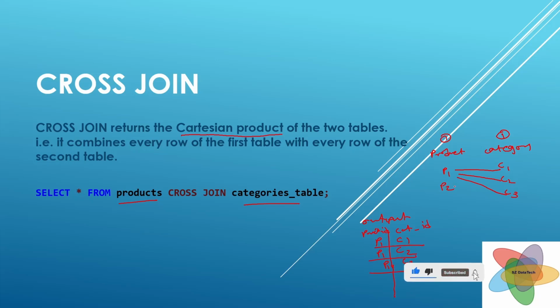Okay. Again, similarly, P2 will also do a similar combination with C1, C2, and C3. So we will get P2, P2, P2, C1, C2, C3. So here we can say, how many rows are created? 6 rows.